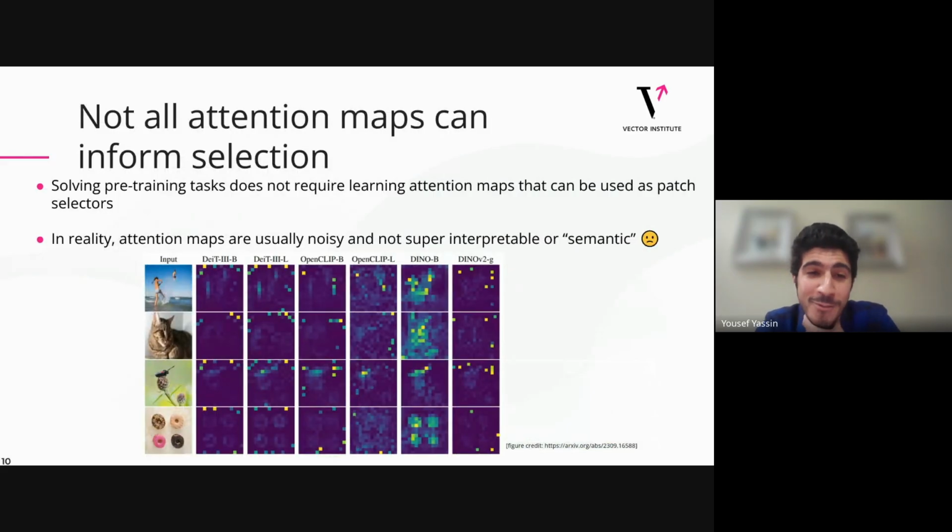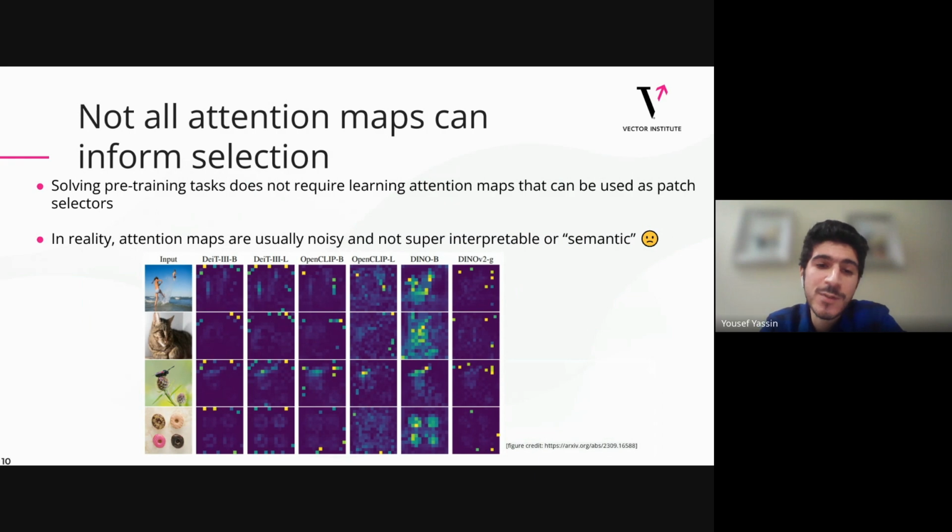Despite what we just talked about, where intuitively attention is seen as this mechanism that routes or mixes information from patches between layers, and you can think of it as paying attention to the more informative patches, so you would expect that more informative patches get higher attention scores, and that in the end forms a segmentation mask for the important regions of an image. Unfortunately, empirically, not all attention maps can inform selection. Just solving a pre-training task, which is what self-supervised models tend to do, does not necessarily necessitate learning attention maps that can be used as patch selectors.